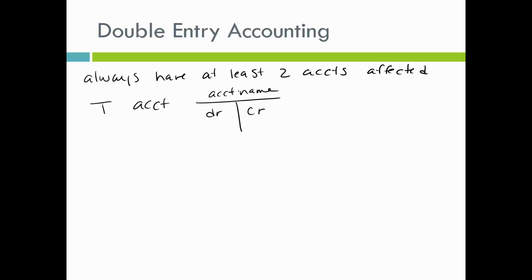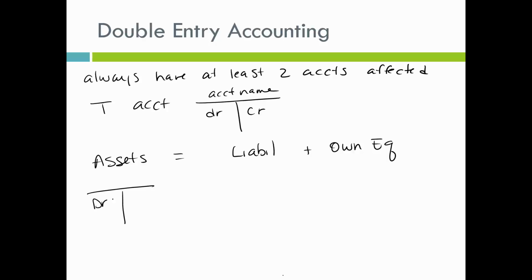And whether a debit increases or decreases an account depends on the type of account. So we go back to our friend from chapter 1, the accounting equation. Assets equal liabilities plus owner's equity. For each of these types of accounts, we would have a T account. The debit's always on the left, the credit's always on the right. For an asset, if the balance is increasing, that's a debit, and if it's decreasing, that's a credit.